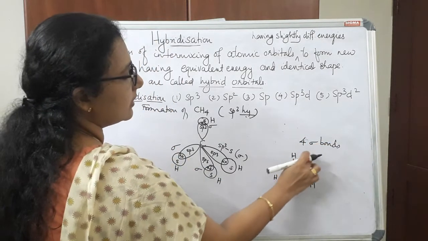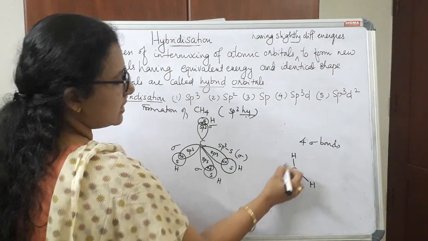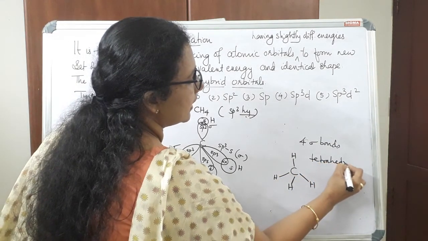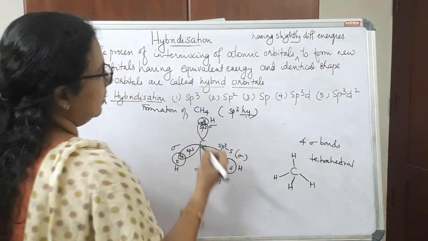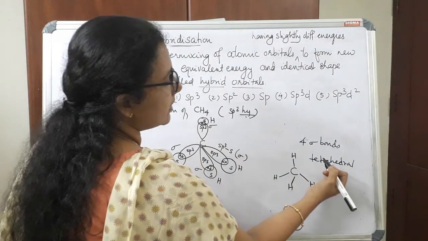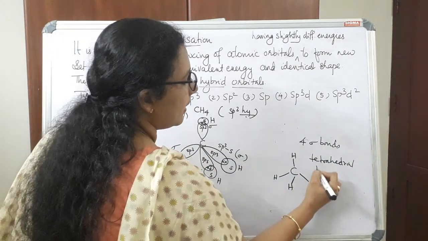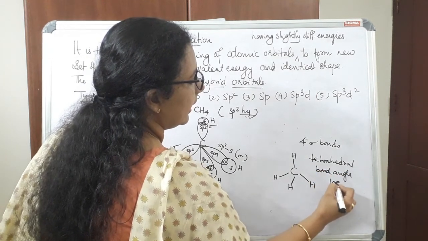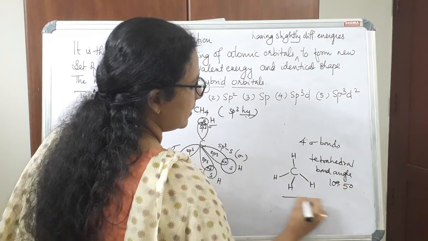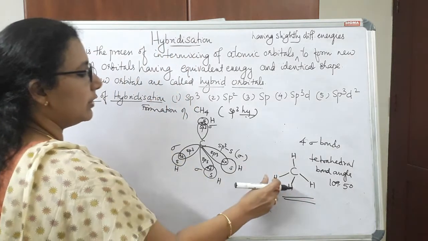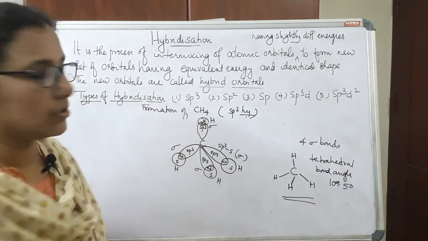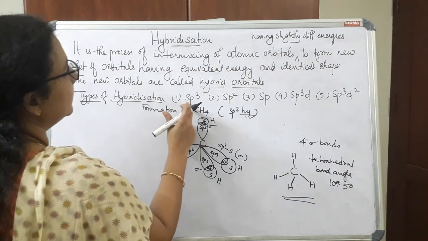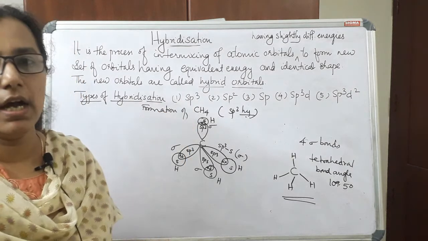4 sigma bonds are there and this will be in tetrahedral shape since we are explaining with sp3 hybridization. So it is tetrahedral in shape and bond angle will be 109.5 degree. So this is the structure of methane molecule and this is the explanation of the geometry of methane molecule with the concept of sp3 hybridization.